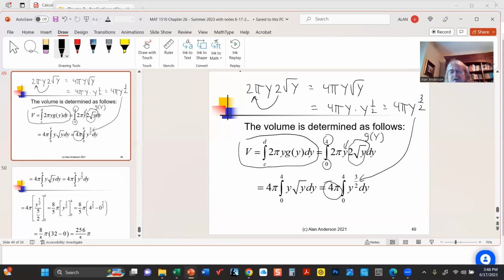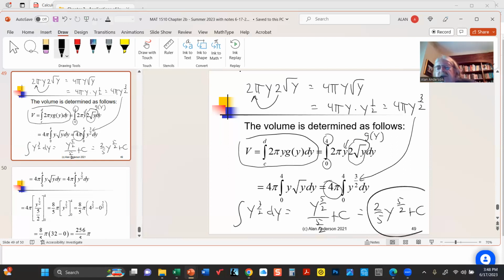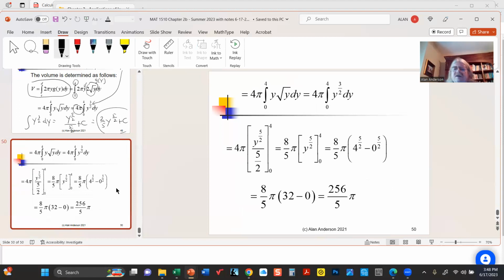But now it's very straightforward because the integral of y to the 3/2 dy is y to the 5/2 power over 5/2, or 2/5 y to the 5/2 plus c. Okay. So we already knew that from the power rules. So let's do that here. It's a bit of a mess, but it's not that bad. So the 4 pi stays outside. The integral, the range of from 0 to 4.